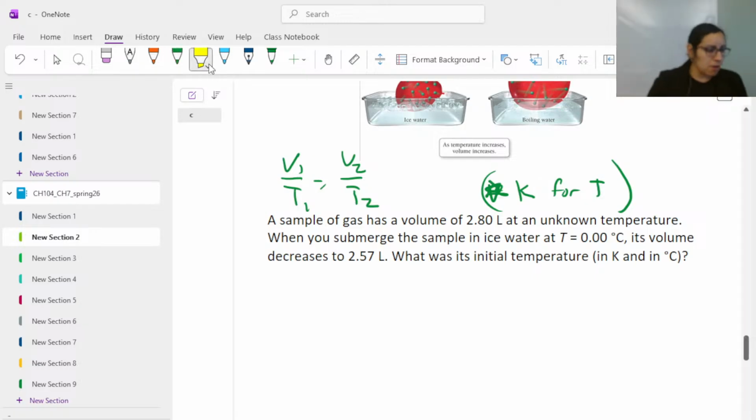And so let's look at our problem. We have a volume of 2.8 liters at an unknown temperature. And then we submerge it in ice water at 0 Celsius, so we have to convert that to Kelvin. Its volume decreases to 2.57 liters. So what's the initial temperature? Take a few minutes for that one.